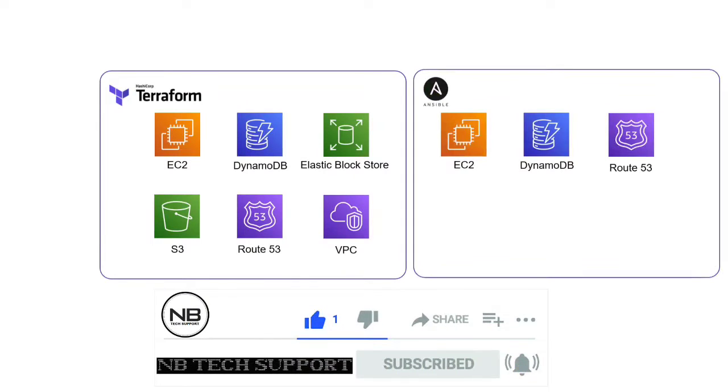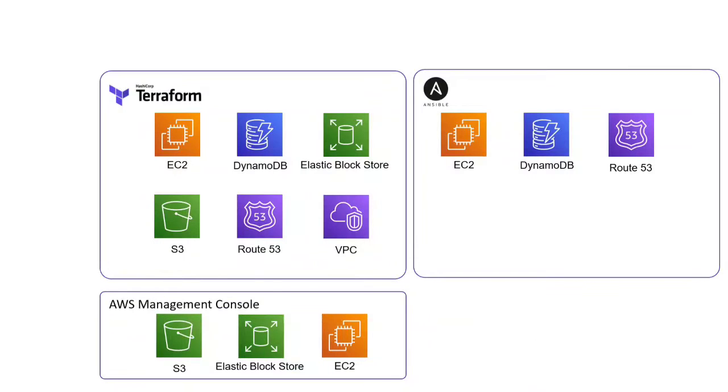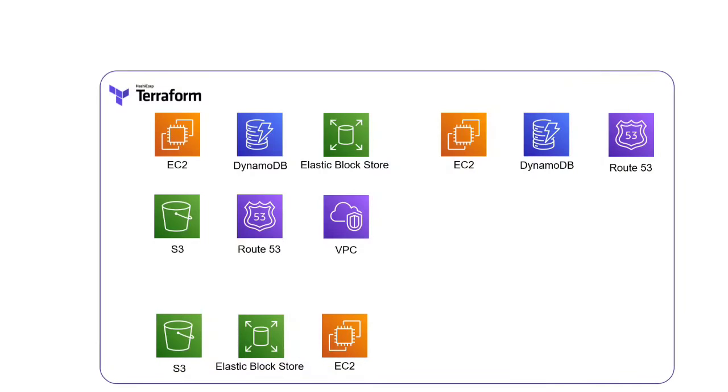For example, there may be AWS resources that are created using the management console, or other resources that are provisioned using another IaC tool such as Ansible. But what if we want to bring resources created by other methods into the control of Terraform? How do we do that?